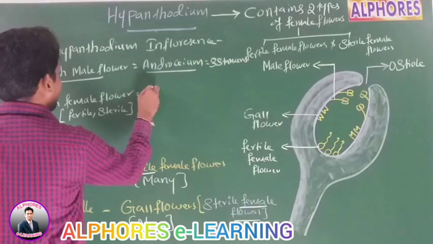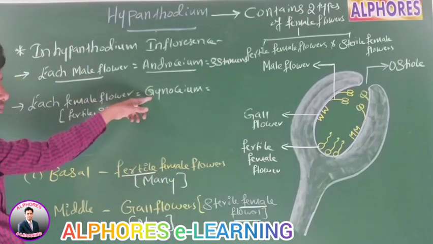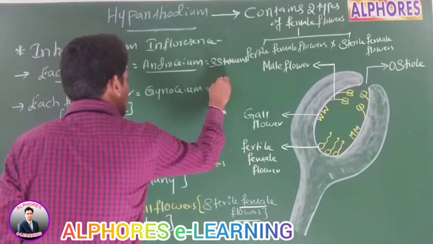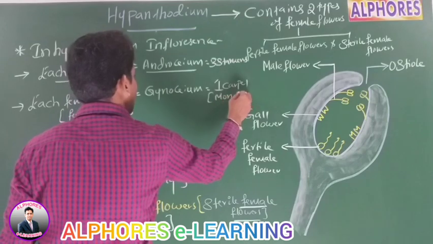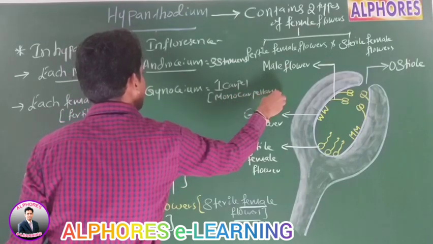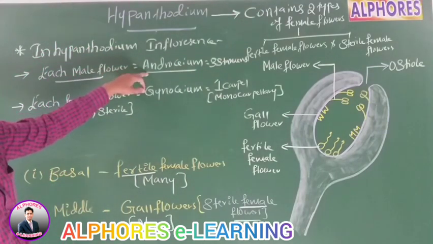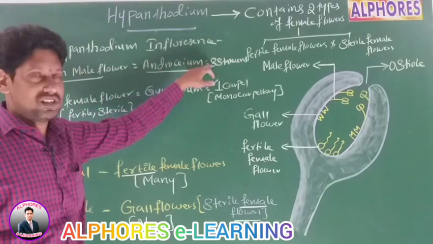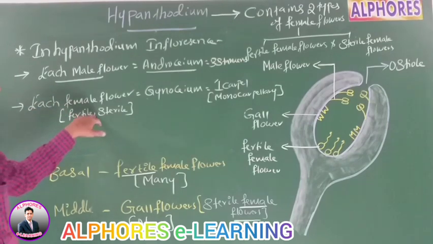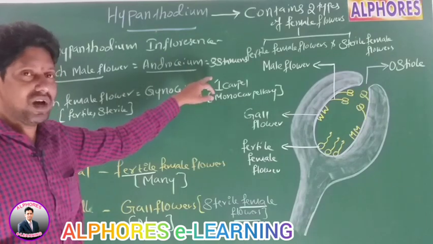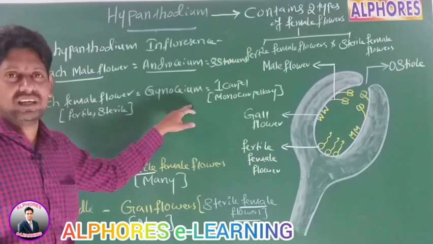Each female flower. Female flower means what it contains? Gynoecium. Therefore, this is the statement: gynoecium of each female flower contains one carpel. As one carpel is present, we are calling this gynoecium monocarpellary gynoecium. Is this statement okay? Therefore, in Hypanthodium inflorescence, in androecium of each male flower, three stamens are present. Gynoecium of each female flower, whether fertile or sterile, contains how many carpels? One carpel. As one carpel is present, we call this gynoecium monocarpellary gynoecium. Right? Thank you.